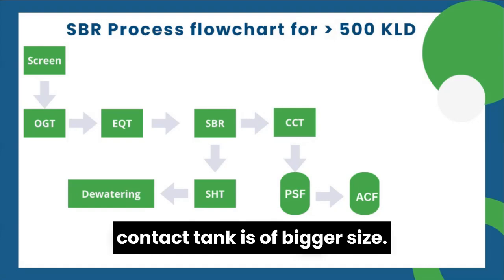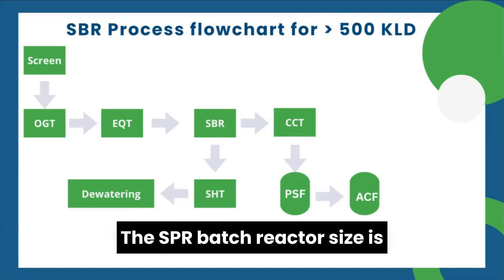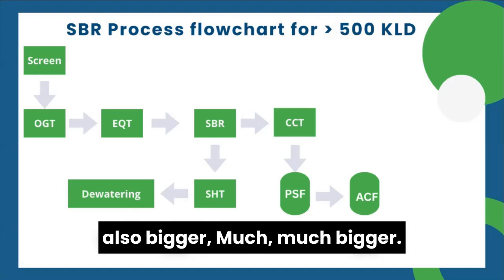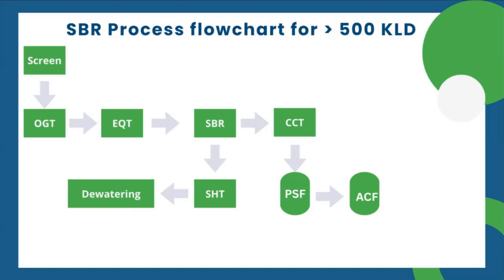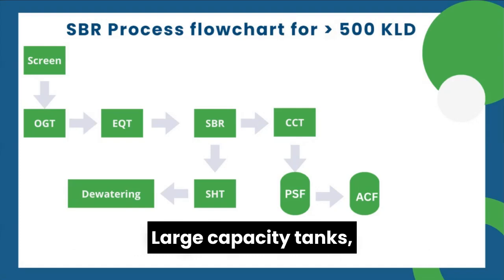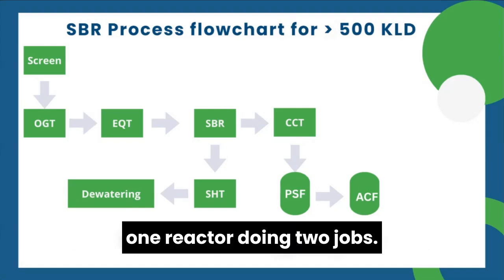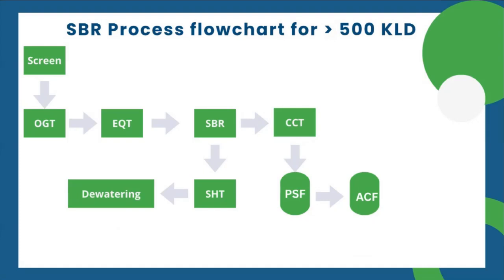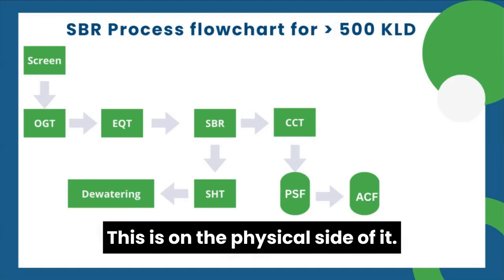All right. So that makes it, from the civil works point of view, the chlorine contact tank is of bigger size. The SBR batch reactor size is also bigger, much bigger. What are the advantages? You are spending more money constructing these two bigger, large capacity tanks. One reactor doing two jobs. This is on the physical side of it.